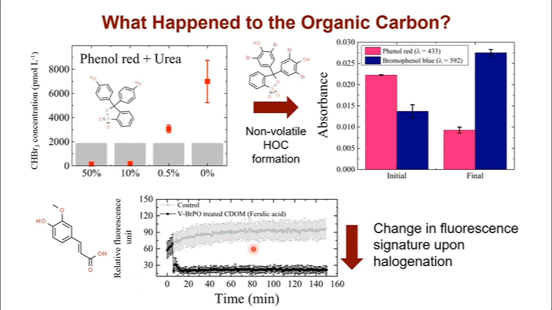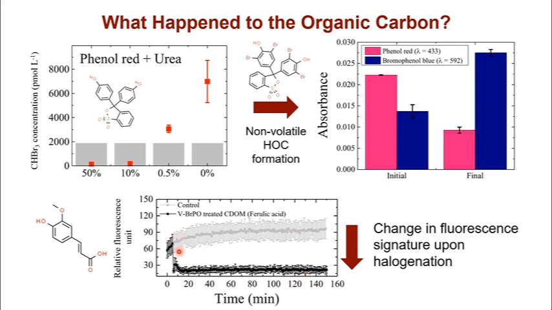Once again, we didn't have an ultra high resolution mass spec. So to try to see whether halogenation somehow changed the optical property of an organic compound, the gray bar here shows you the control, which is with the enzyme but not activated with H2O2. The black data here shows you the enzyme being activated.